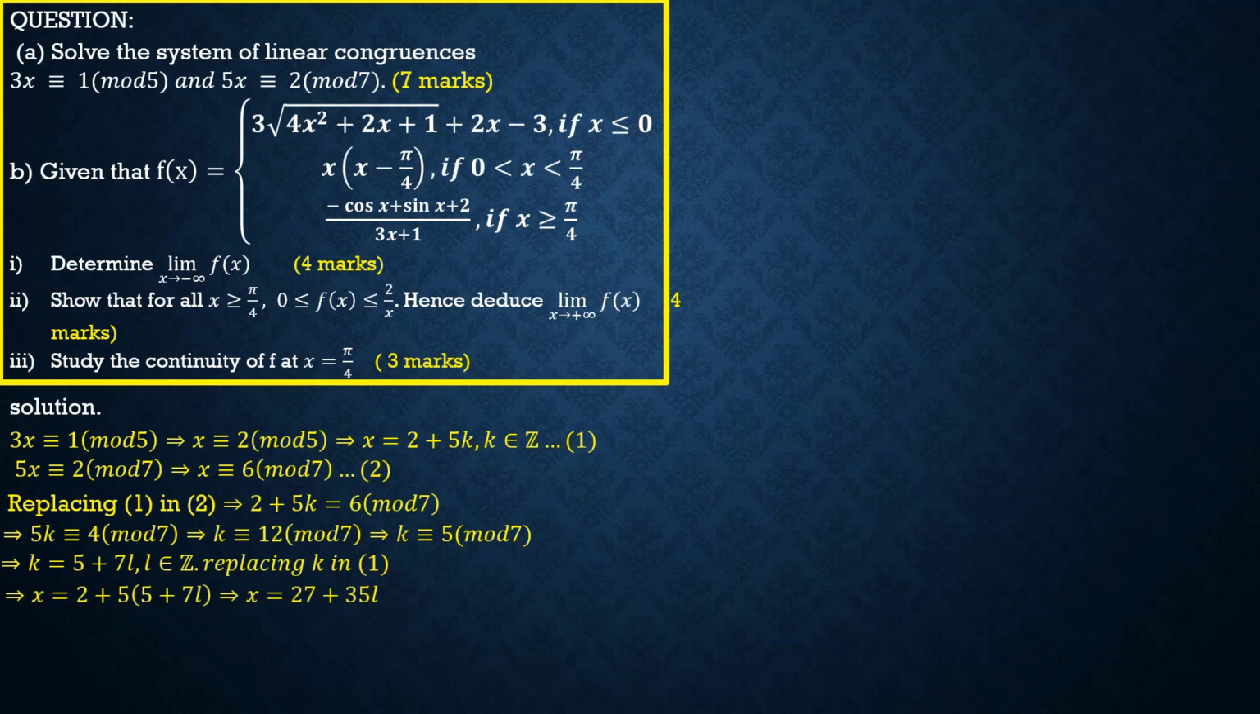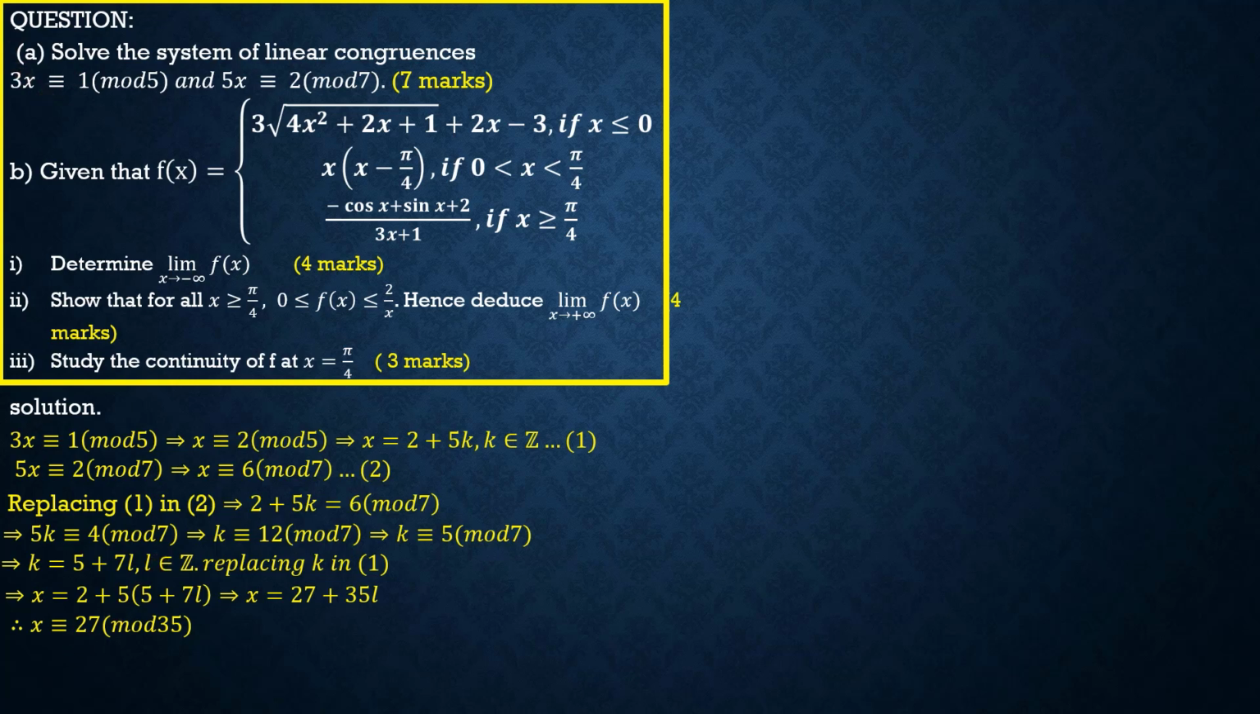Now if we replace k in equation 1, what are we going to get? We have that x is equal to 2 plus 5k. But what is our k? Our k is 5 plus 7l. So if we simplify, x will be equal to 27 plus 35l, from where we can see that x will be congruent to 27 modulo 35. So that is the solution of the two congruence equations. This can be verified. If you take the value of x as 27 and plug it into either of the equations, the remainder should be as expected.